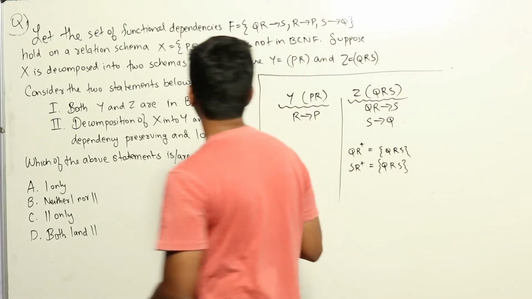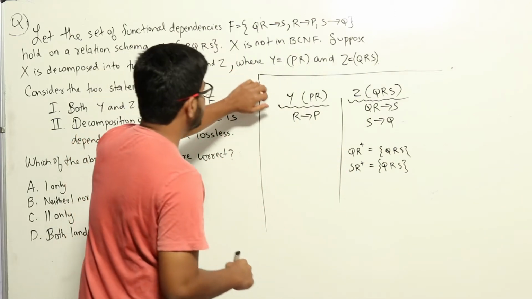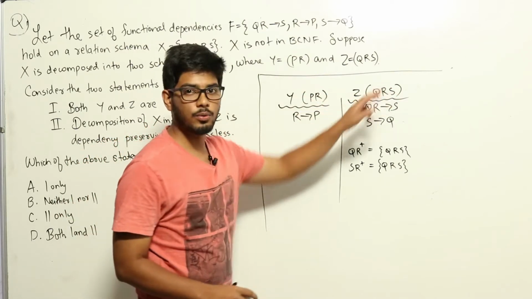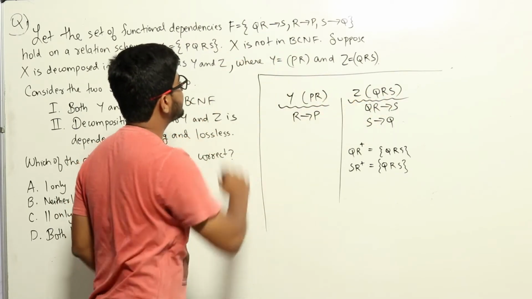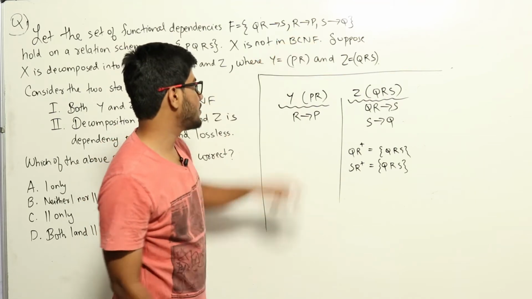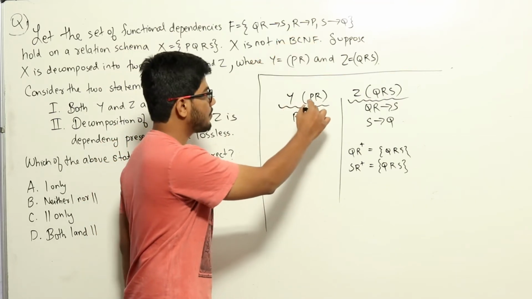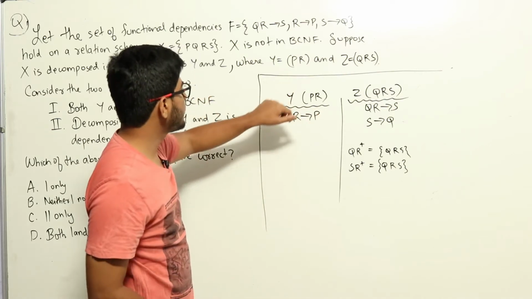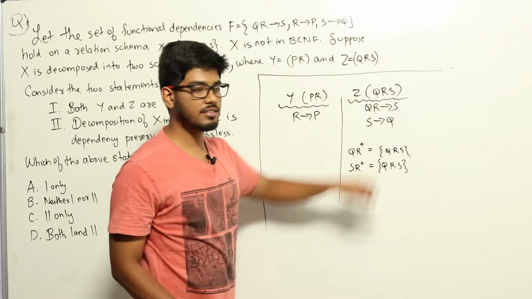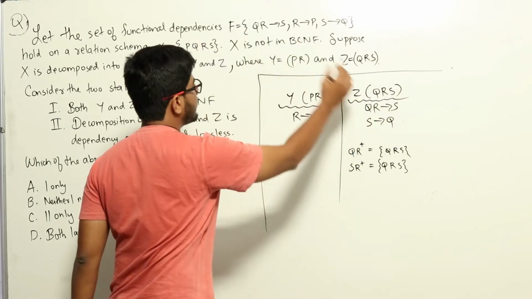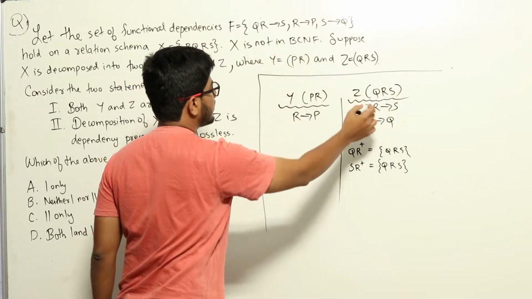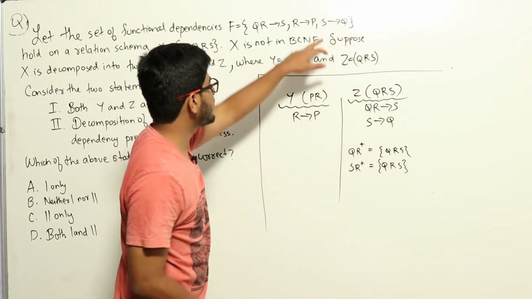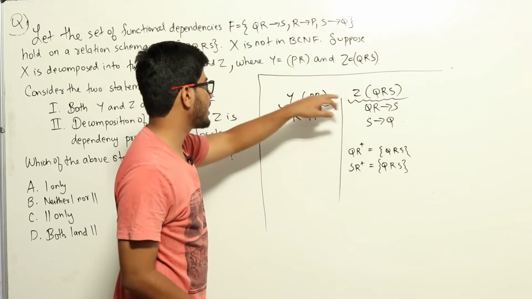Now let us take a look at the two new schemas Y equal to PR and Z equal to QRS. Looking at the functional dependencies, clearly R gives P holds in Y because this consists of P and R. Similarly, if you look at Z, QRS, the functional dependencies QR gives S and S gives Q will also hold. So all three functional dependencies hold in a combination of Y and Z.